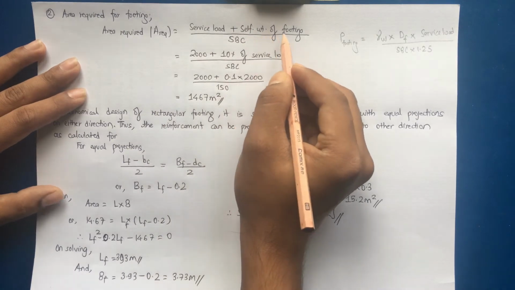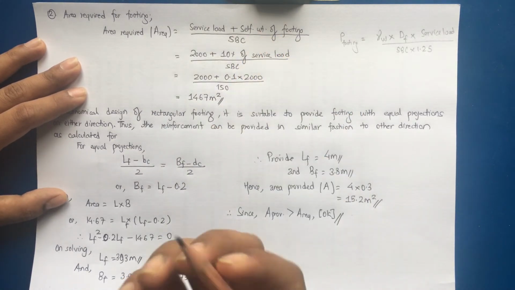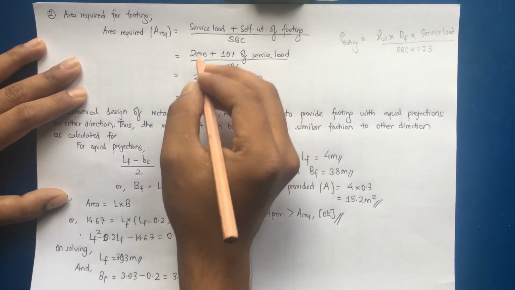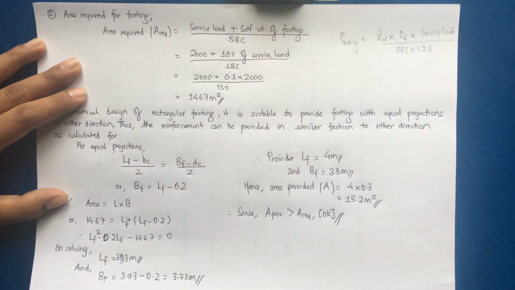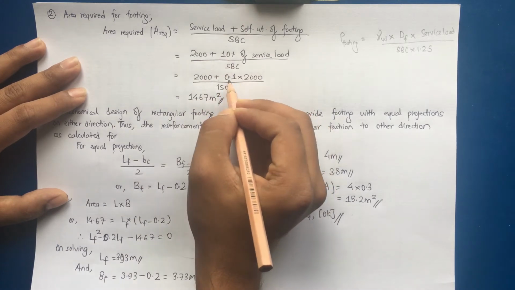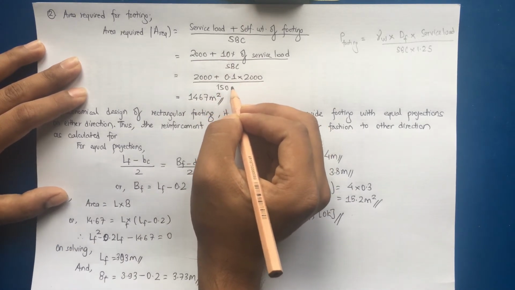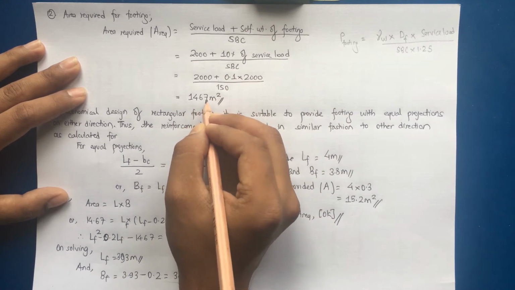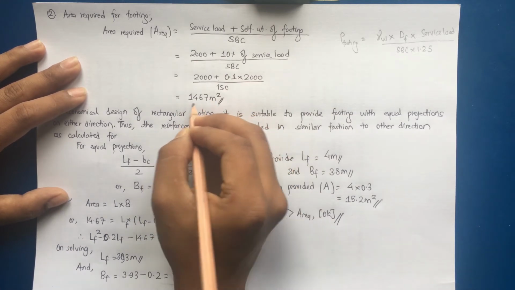And the self weight of footing, generally it is taken as 10% of the service load, as I have said. So 2000, which is the service load, remember service load, not the factored load, 2000 plus 0.1 times 2000 divided by soil bearing capacity, which is 150. So this comes as 14.67 meter square. So this is the area required.